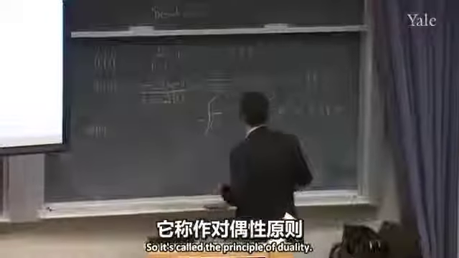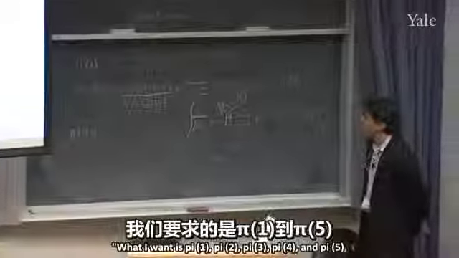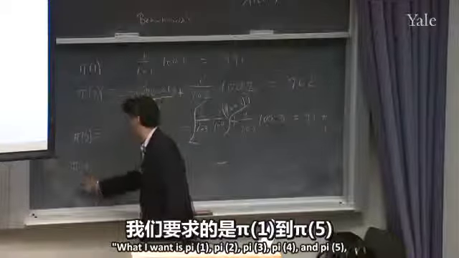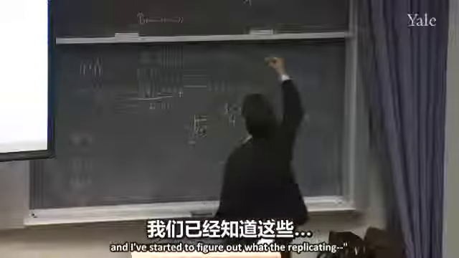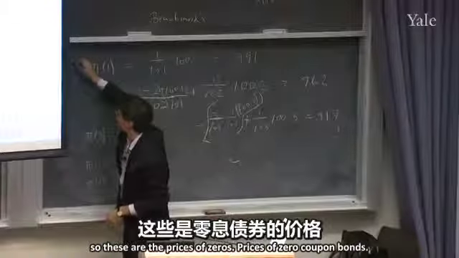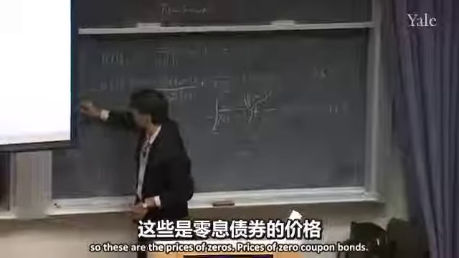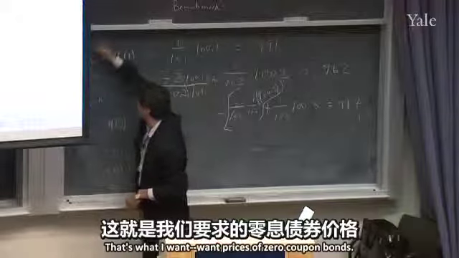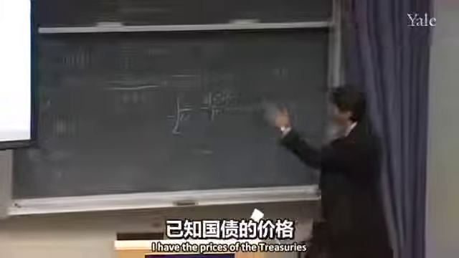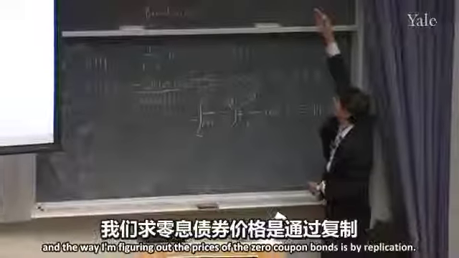So it's called the principle of duality. You go backwards, and you say to yourself, what I want is pi 1, pi 2, pi 3, pi 4, and pi 5. These are the prices of zero coupon bonds. That's what I want. I have the prices of the treasuries. And the way I'm figuring out the prices of the zero coupon bonds is by replication.